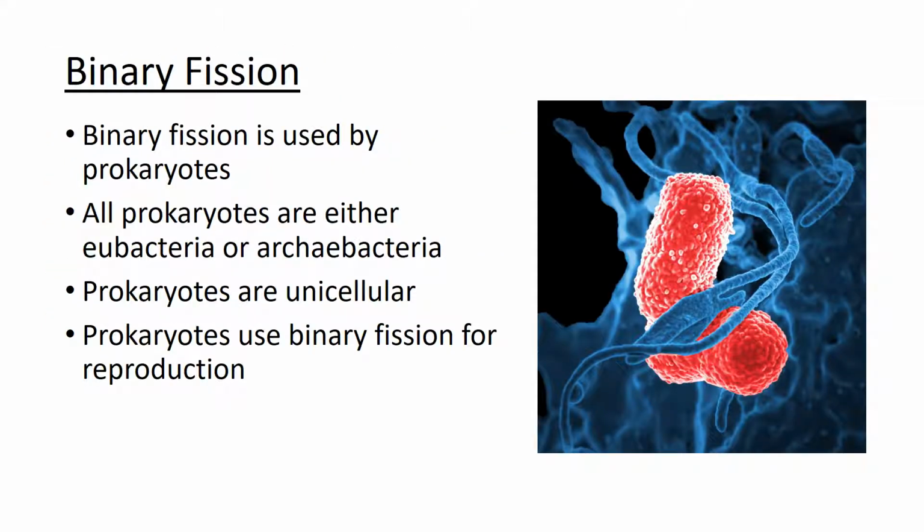Binary fission is used by prokaryotes. All prokaryotes are either eubacteria or archaebacteria. And prokaryotes are all unicellular. They're made of just one cell. And prokaryotes use binary fission for reproduction. If you think about it, if you're made of just one cell and you split in half, now there are two individuals, because you can't grow through binary fission because you can't have more than one cell. So prokaryotes use binary fission for reproduction.